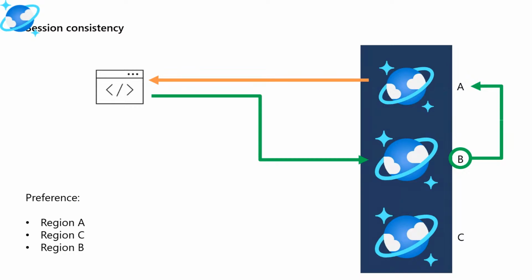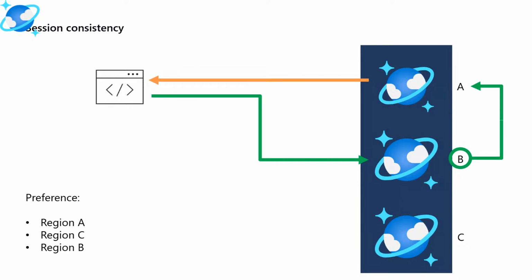Now, another scenario is session consistency. So we know that Cosmos DB has 5 different consistency levels. Each one has its pros and cons, and users should be picking the consistency that maps to their business requirements. One of them is called session consistency, and the tenet of session consistency is you should always be able to read your own writes, right?